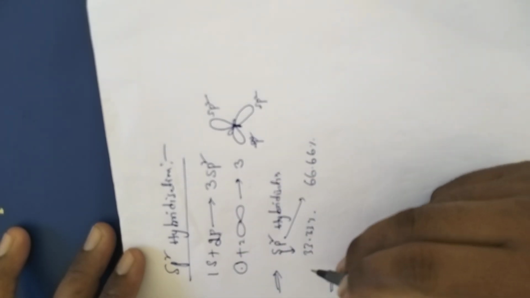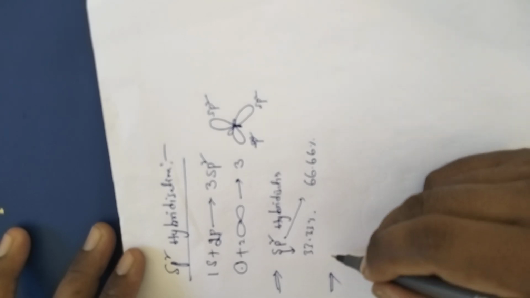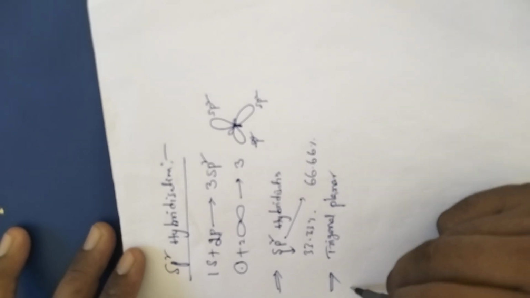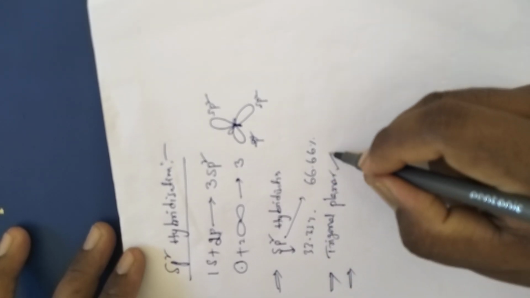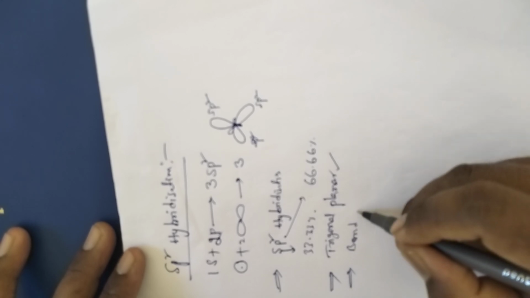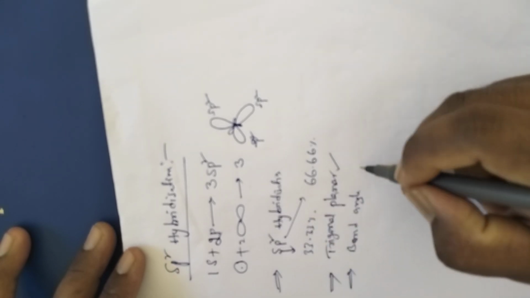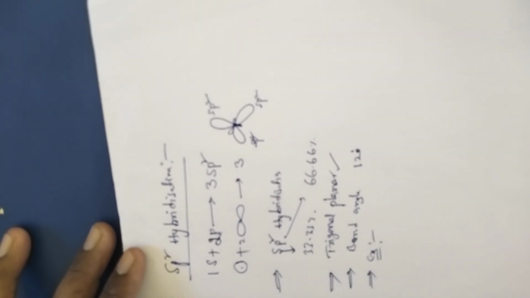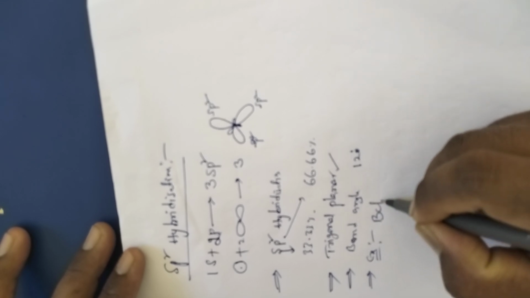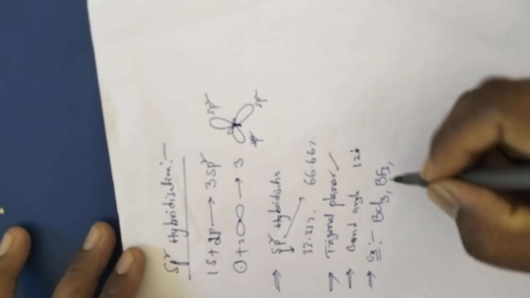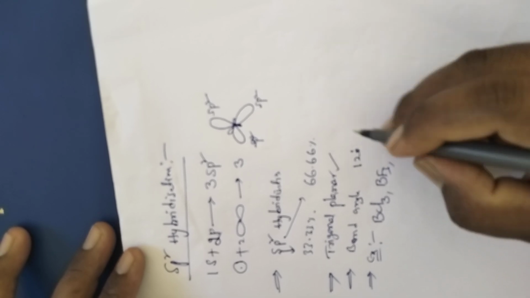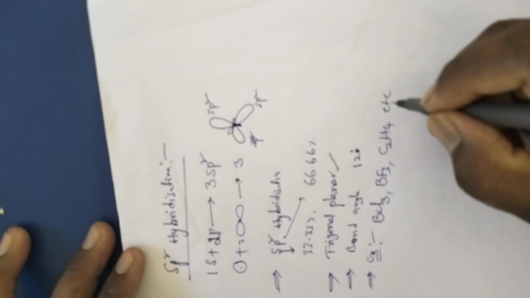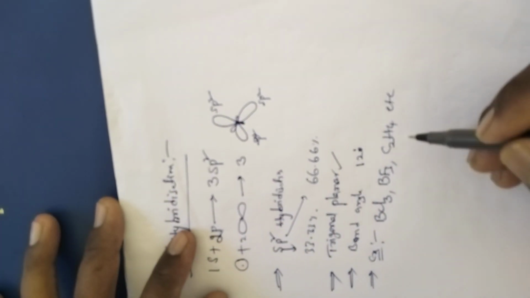In sp2 hybridization, the shape of the molecules is trigonal planar. The bond angle of the molecules is 120 degrees. Examples for sp2 hybridization: BCl3 boron trichloride, BF3 boron trifluoride, C2H4, etc. Now I am taking an example here.